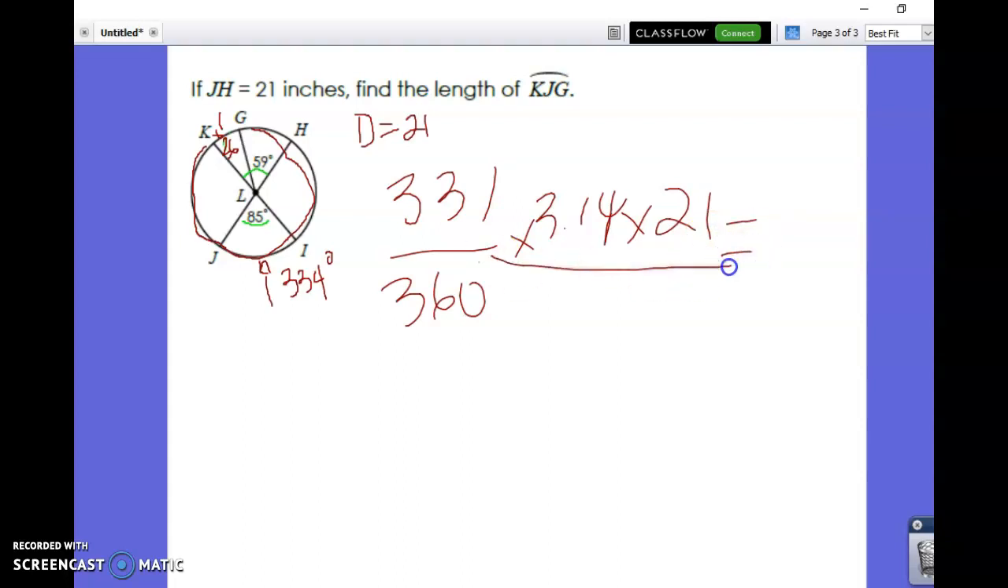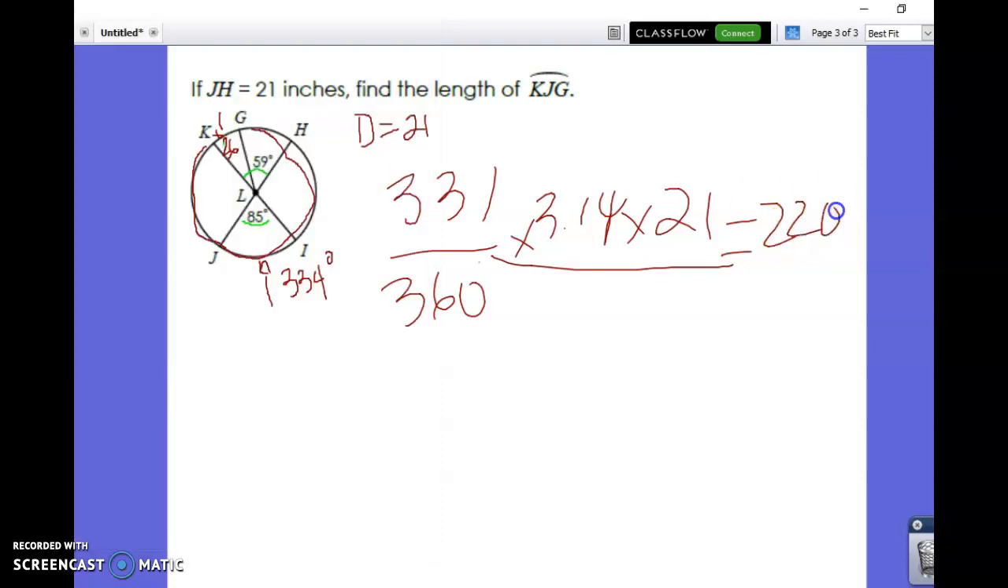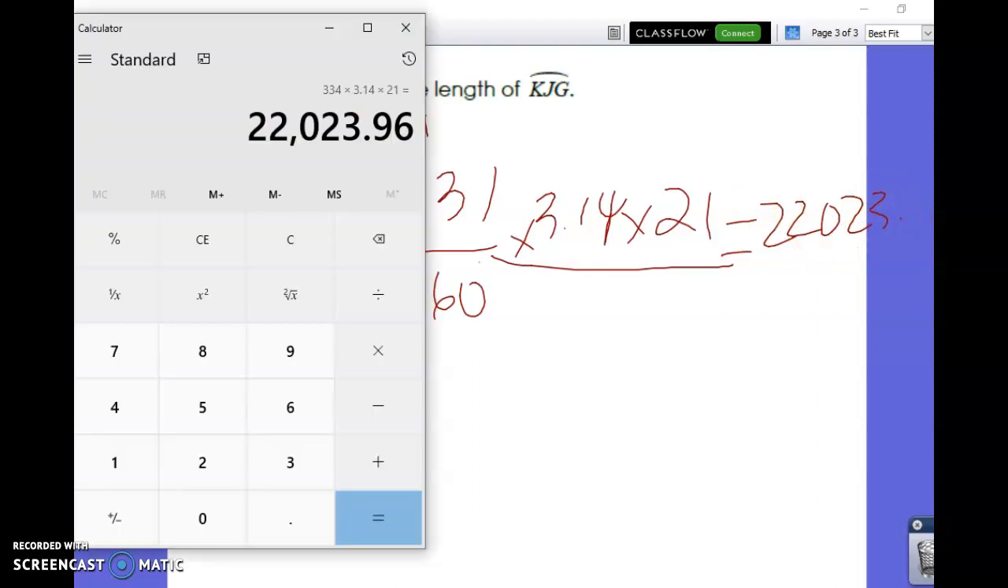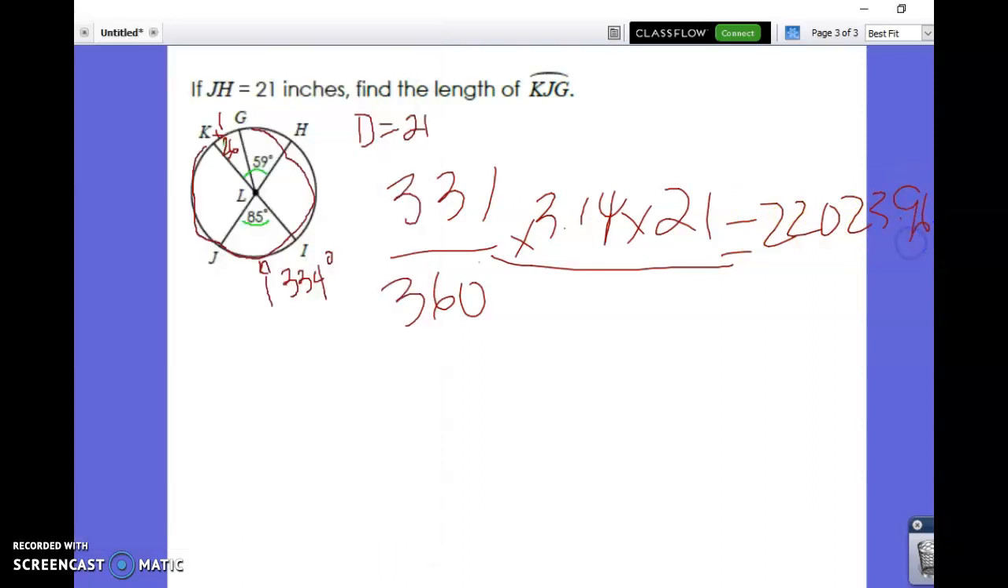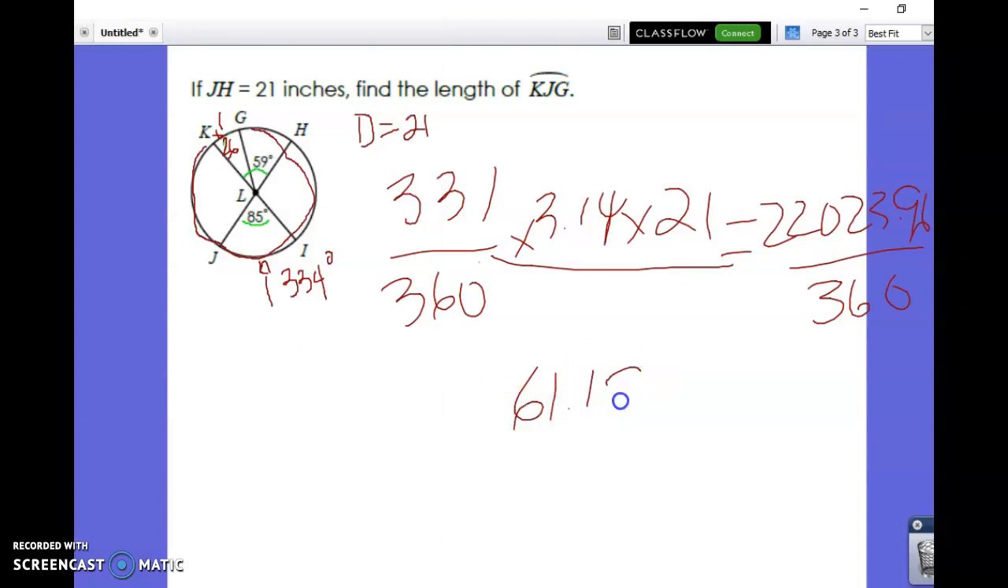Again, remember, multiply the whole top and then divide by the bottom. So let's plug that in. 334 times 3.14 and then times 21. That gives us 22,023.2696. And then from there we divide that whole piece by 360, and we get 61.18 if we're rounding to the hundredths, or 61.2 if we were rounding to the 10th place.